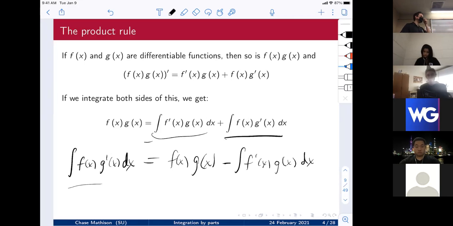It might seem not very useful as it's written right now, but it's one of the most important integration techniques. If something doesn't yield to u substitution right away, my next guess is usually integration by parts. Okay.